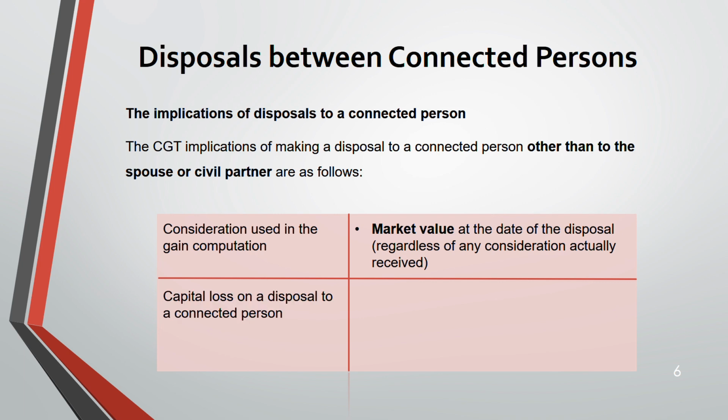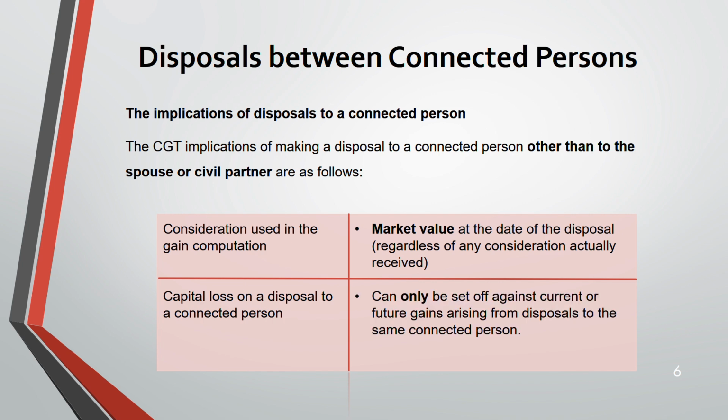And if it's a capital loss, let's say you are making a disposal to your brother, and you have made a loss. It can only be offset against current or future gains arising from disposals to the same connected person. Let's say you have made a disposal to your brother and made a loss. Now you can only offset that loss if you make a gain, but from whom? Maybe a second transaction with your brother, and you make a gain. Only against that gain can you set off your loss, not to any other person. It has to be the same connected person with whom you are doing the disposal in the future.